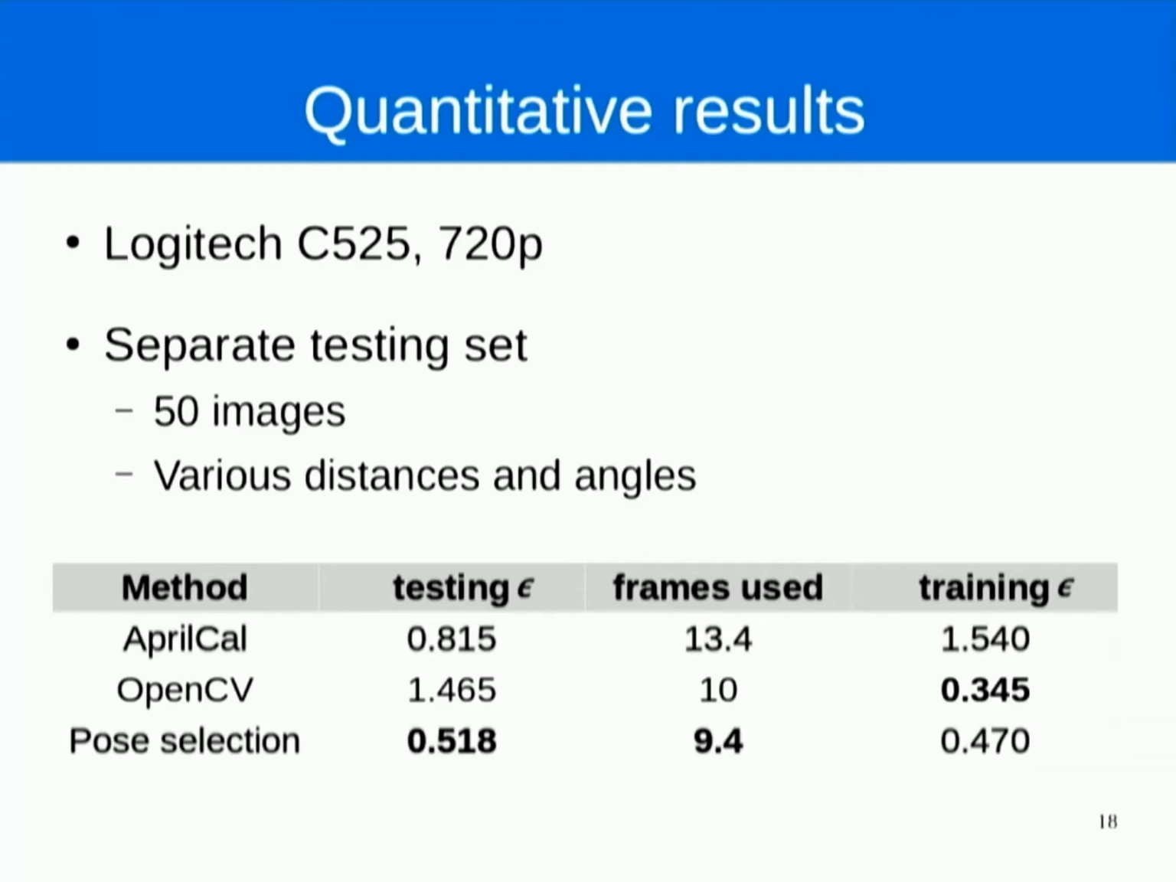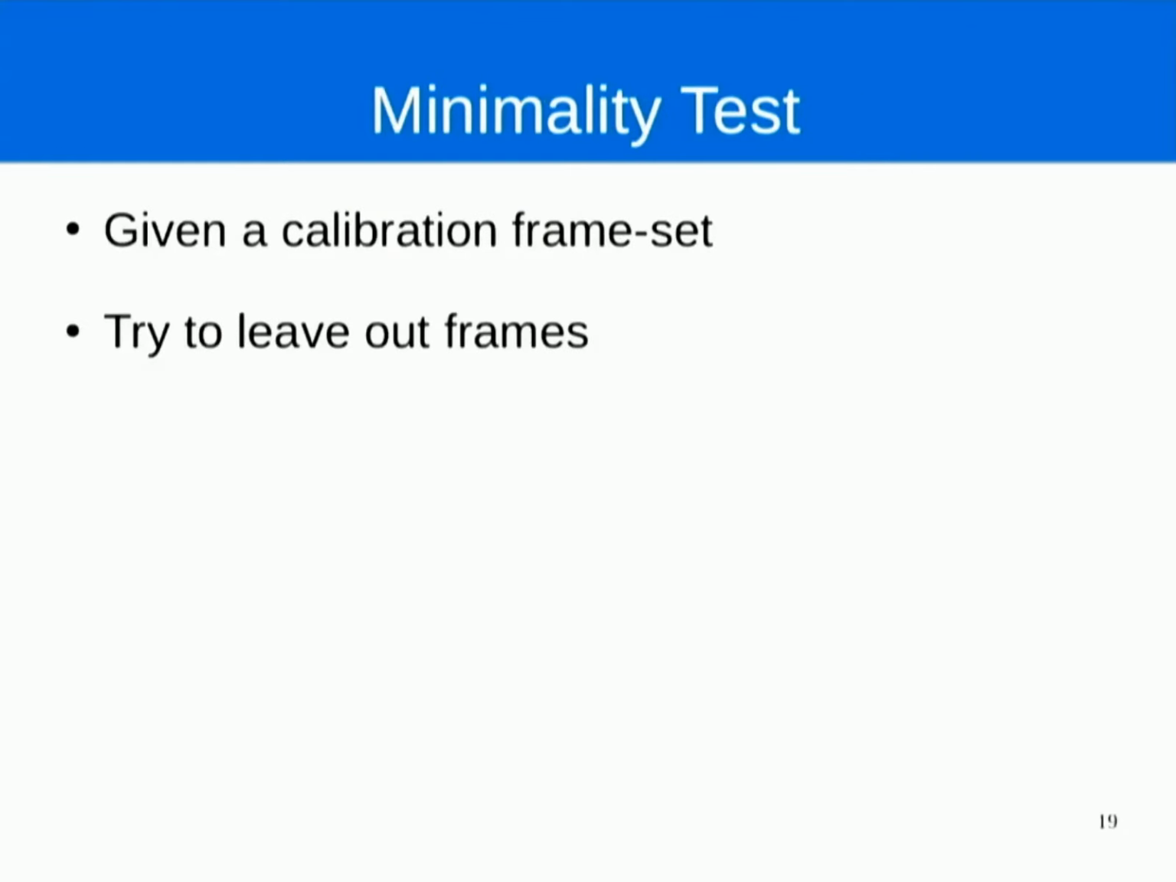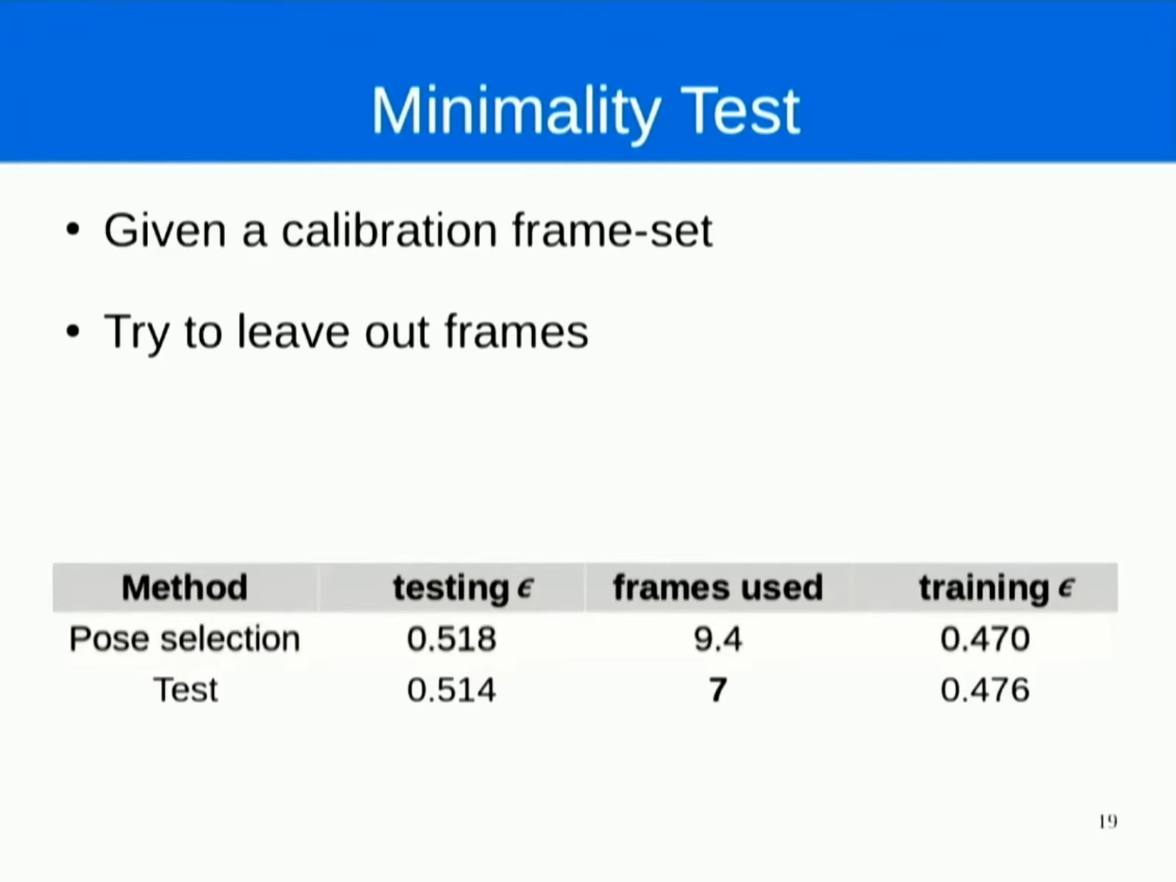The open question now is, okay, it says it just requires 9.4 frames, but is this a minimal solution, or could we leave out some of these frames without compromising calibration quality? So we added a minimality test, which starts with our calibration frames, like 9 frames, and then tries to leave out some of them without increasing the calibration error. The algorithm is in the paper, and I will just give you the results. The post-selection row is copied from the slide before, and the test tells us, yes, we can go as low as 7 frames.